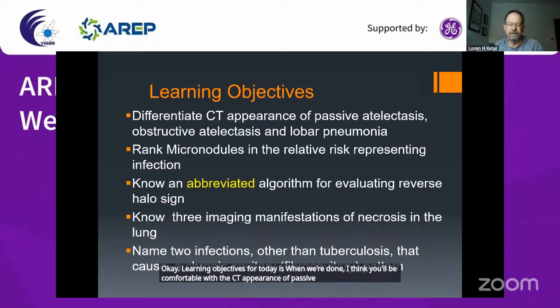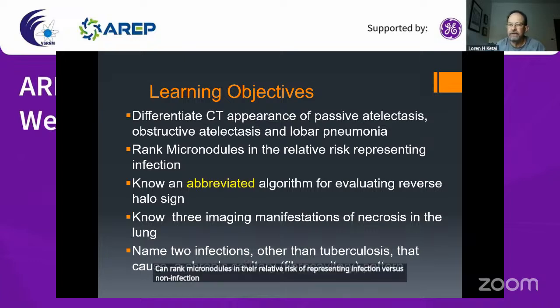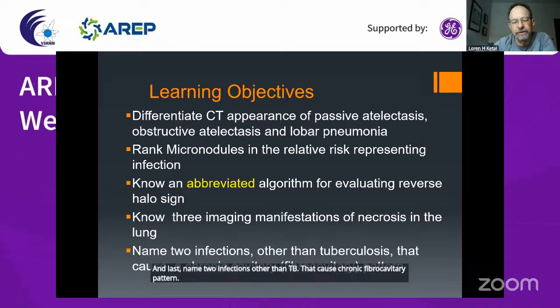atelectasis, obstructive atelectasis, and how that differs from lobar pneumonia. You can rank micronodules in their relative risk of representing infection versus non-infection. You'll know an abbreviated algorithm for evaluating a reverse halo sign. Three imaging manifestations of necrosis caused by pneumonia. And last, name two infections other than TB that cause a chronic fibrocavitary pattern on imaging.